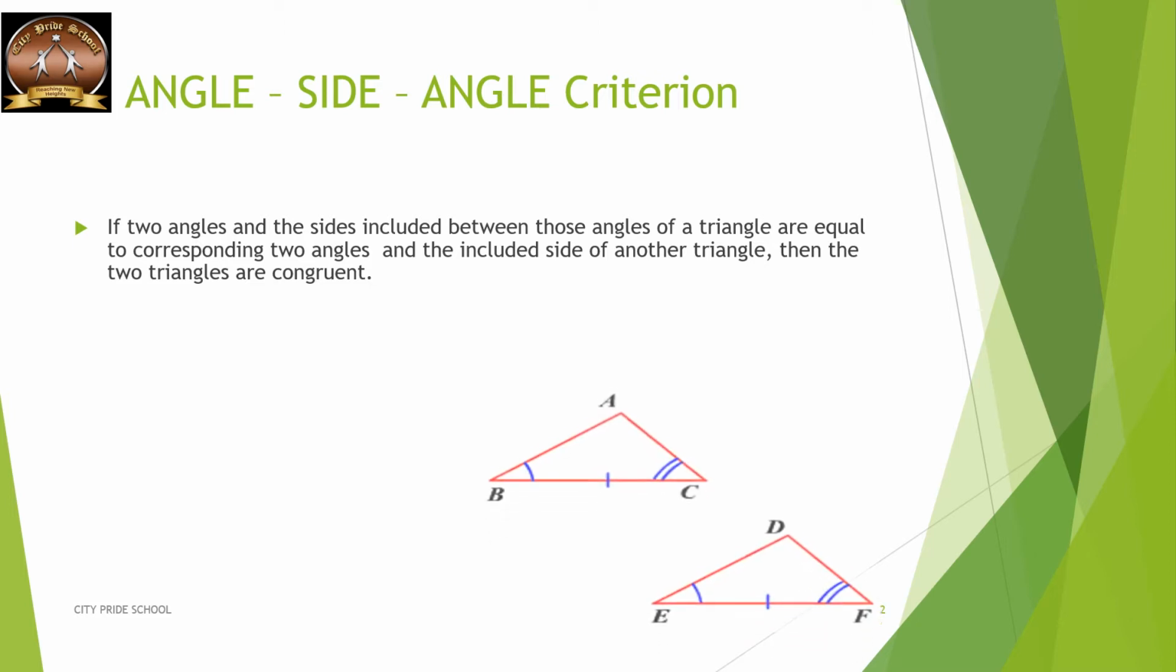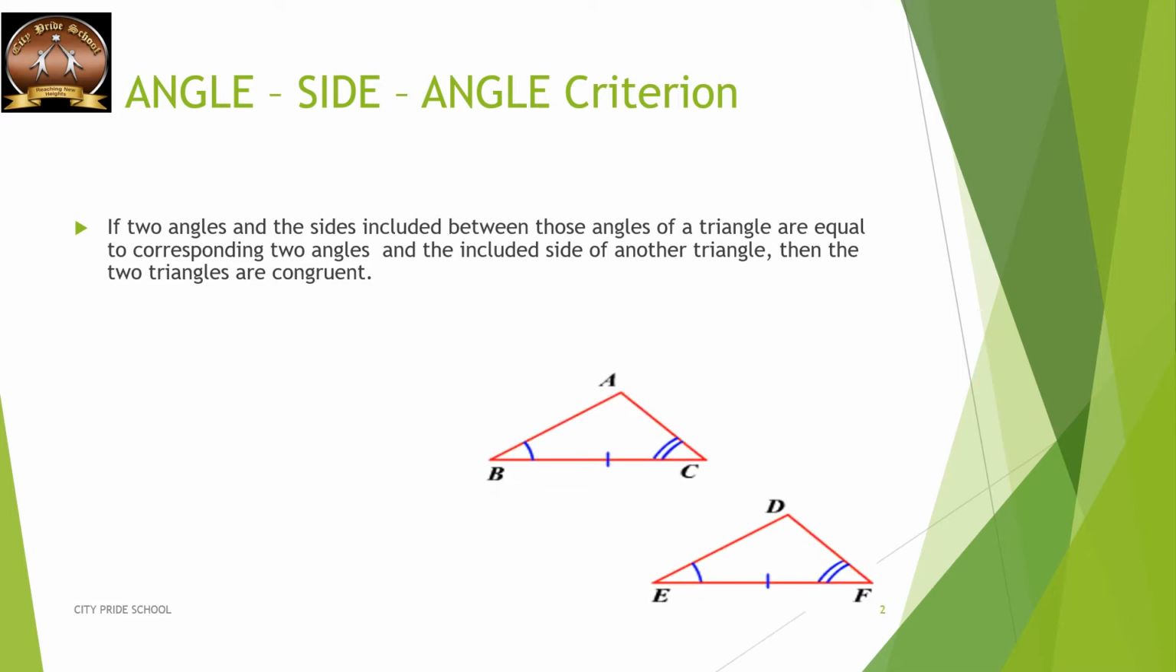So let us see taking this example. Here I have taken two triangles ABC and DEF. See, it is given here that angle B is equal to angle E and angle C is equal to angle F. Side BC, that is side between these two angles, included between these two angles, is equal to side EF. So these two triangles will be congruent by ASA test. Once I prove that these two triangles are congruent, then the remaining parts of this triangle will also be congruent.